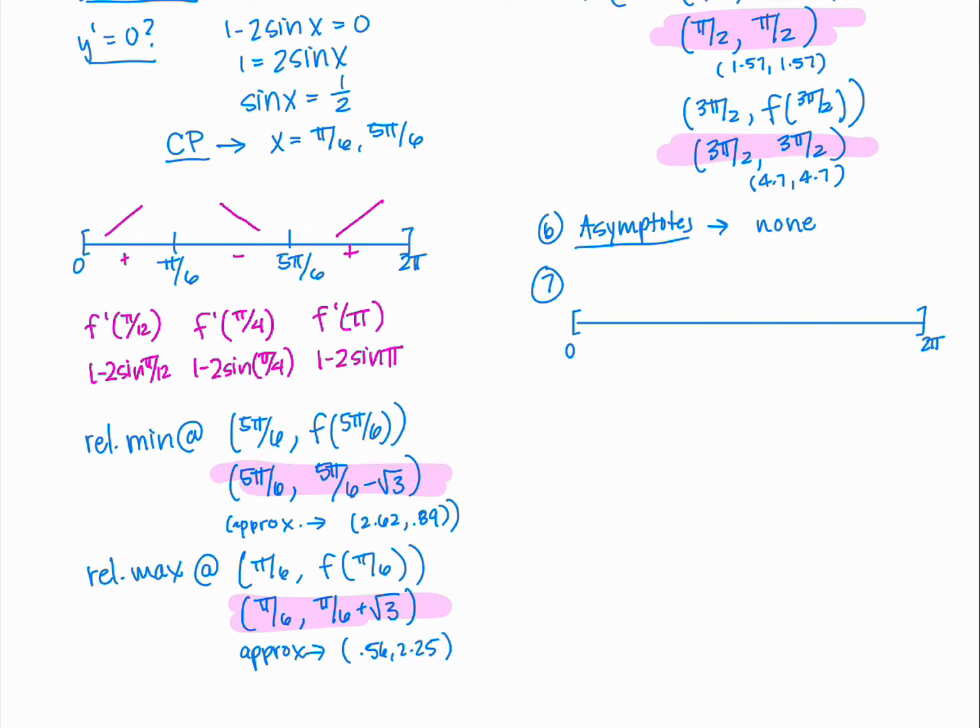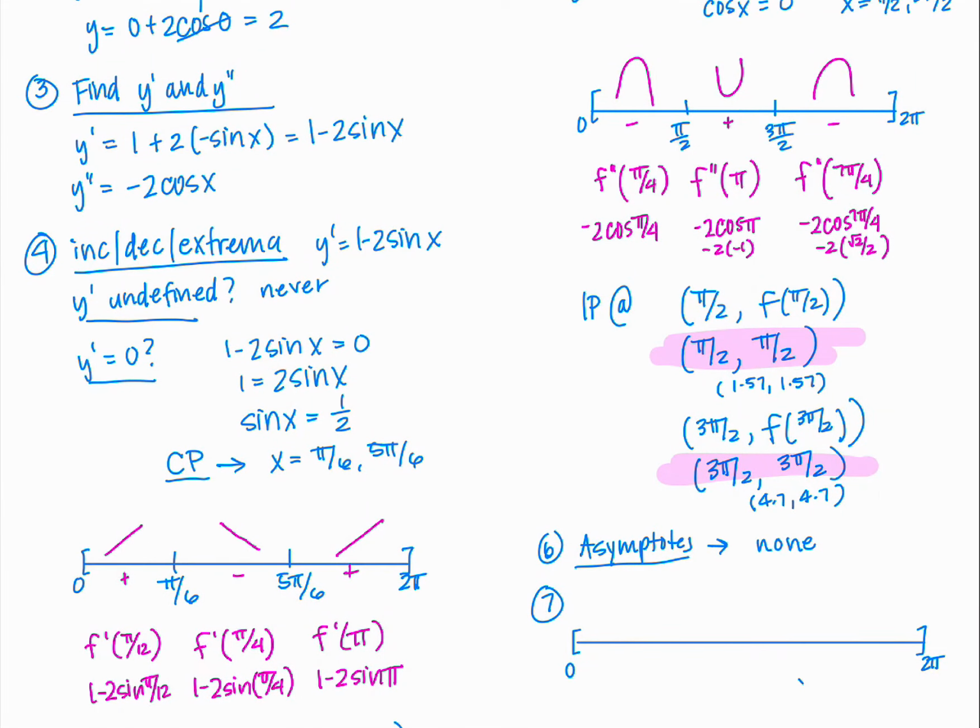My important points, my critical points and my possible inflection points, let's see what I had. I had pi over 6 and 5 pi over 6. Let's scroll back up here, and pi over 2 and 3 pi over 2. So I have quite a few. I need to put them all on there in order from least to greatest. So pi over 6 is the smallest of those, then pi over 2, then 5 pi over 6, and then 3 pi over 2. And remember, this is where we draw our pieces that show what's going on both in increasing, decreasing wise and related to the concavity.